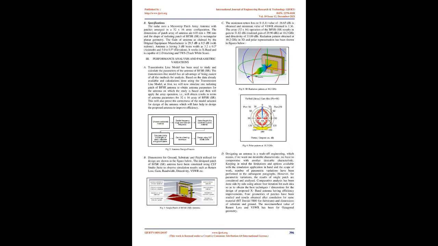3. Performance analysis and parametric variations. A transmission line model has been used to study and calculate the parameters of the antenna of BFSR, SR.